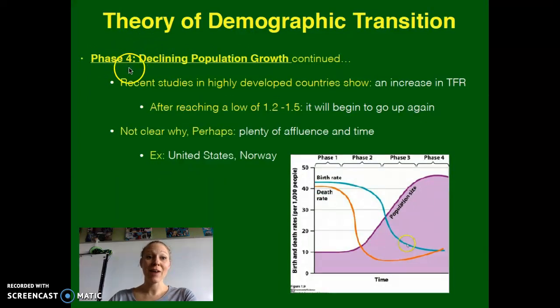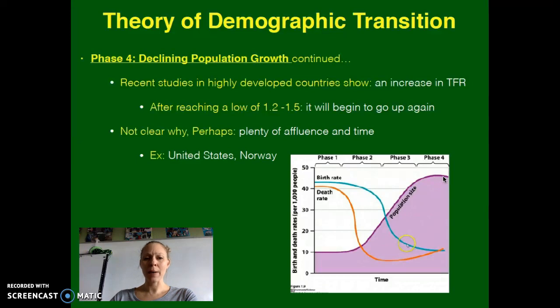There is a phase four continued. So we're seeing in certain parts of the world that are highly developed, an increase in total fertility rate. So this means that after the total fertility rate has gone down to about 1.2 to 1.5, it tends to start to go up again.